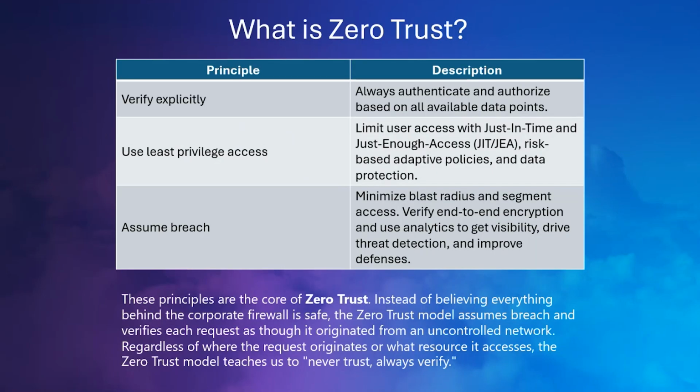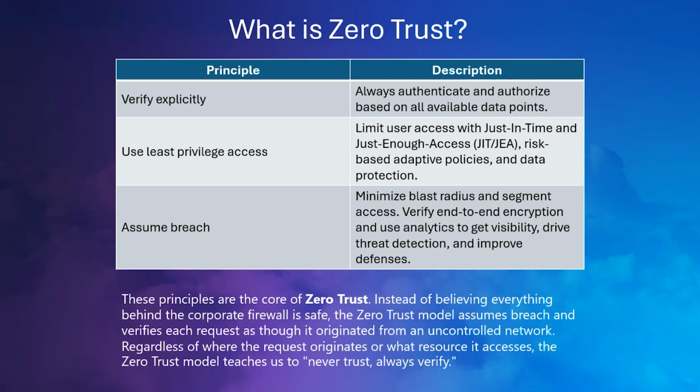Because that is one of the foundations with Microsoft. It's that verify explicitly, use least privilege access, and assume breach. Those are the core components, the pillars that make up zero trust. They are at the core of what zero trust is. So instead of believing that everything behind a corporate firewall is safe, the zero trust model assumes breach, and verifies each request as though it originated from an uncontrolled network.